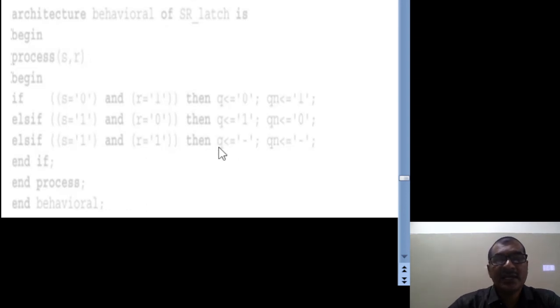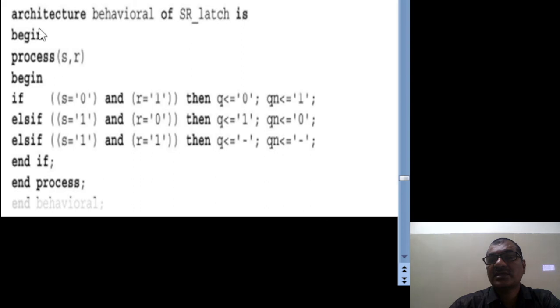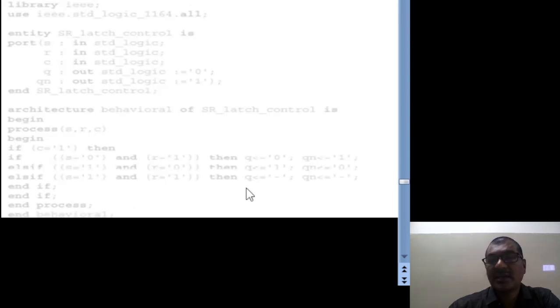In that entity declaration, include the clock also. In the previous case there is no clock. Now you include C, the clock signal. Then here I have shown directly the architecture body of this RS latch with the clock signal. So this is the behavioral model for the same RS latch.